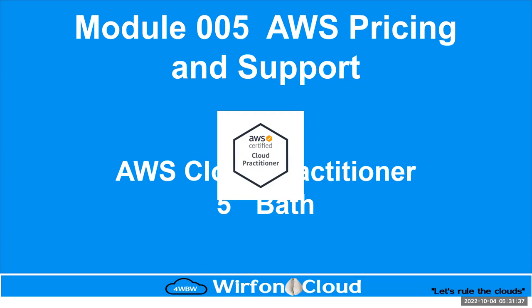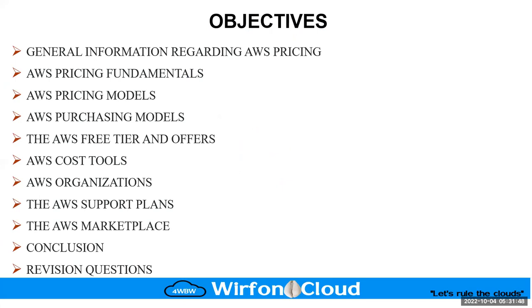So today we will be looking at AWS billing and pricing and the support plan. This will be a 2 days lecture. Today we are going to look at the general information regarding AWS pricing: the AWS pricing fundamentals, AWS pricing models, AWS purchasing models, the AWS free tier and offers, and we're going to look at some AWS cost tools and AWS Organizations. In the next class, we are going to look at the support plan and the AWS marketplace.